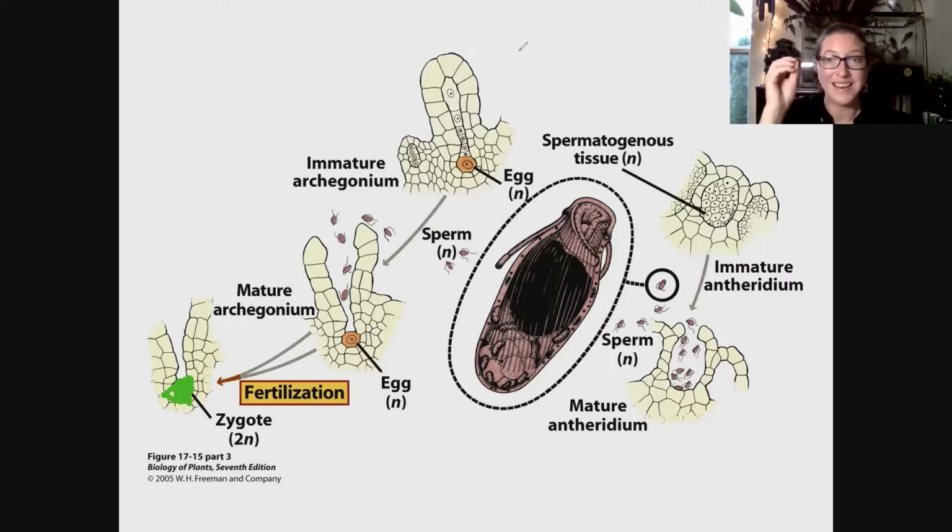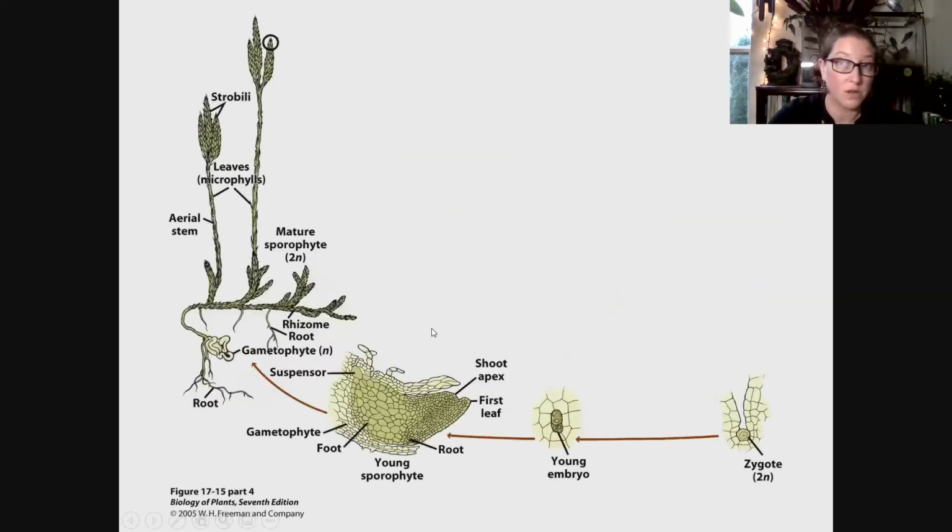Because we had a haploid sperm and a haploid egg fused together during the process of fertilization, and we end up with a diploid or 2N zygote. Hopefully these things are starting to seem more familiar to you since we've gone through them a couple times, and we will go through them even more. But here's our 2N zygote on the right. That is the beginning of your sporophyte generation.